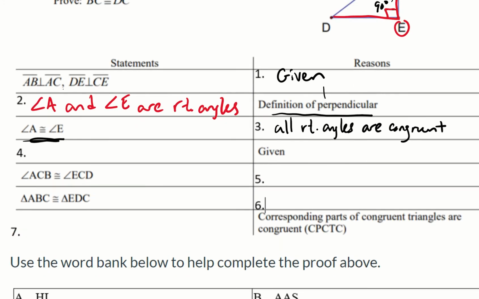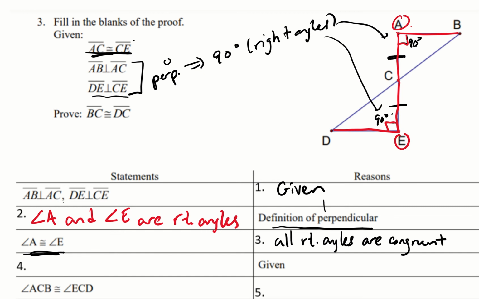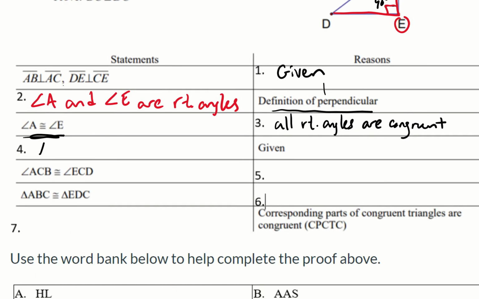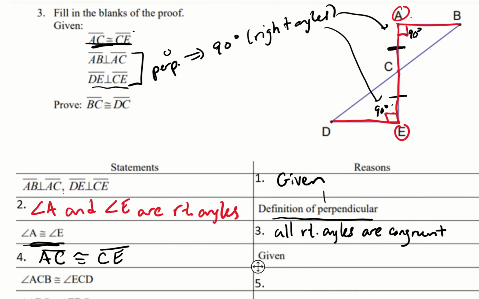Number 4, we have another given statement. So what's another statement that's given? Well, it's this guy. AC is congruent to CE. That was given. All right. For the next one here, we have angle ACB is congruent to ECD. So ACB is congruent to ECD.